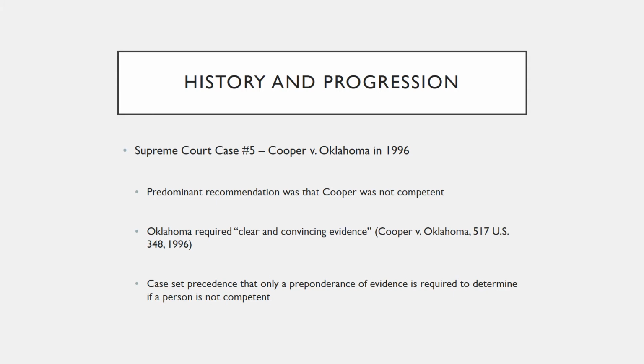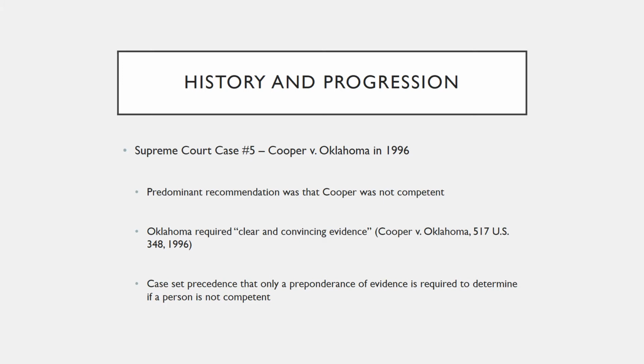Alright, and lastly we have the Cooper v. Oklahoma case in 1996. So in this case, Cooper was going to trial for first-degree murder, and he exhibited behaviors that were not generally acceptable for someone in a mentally stable frame of mind. On more than one occasion, there was an evaluation presented to the court that recommended Cooper was not competent to stand trial. However, the state of Oklahoma had laws in place that required that there be clear and convincing evidence that Cooper was not competent.